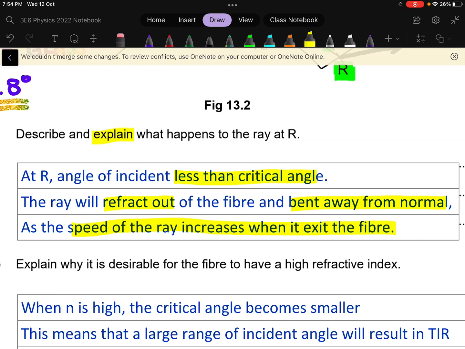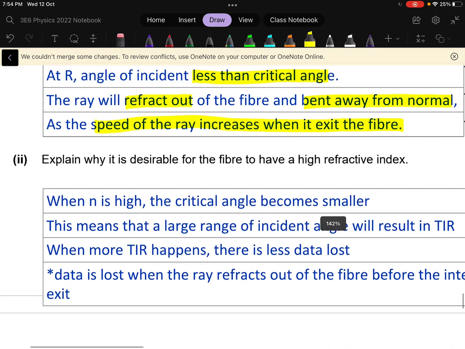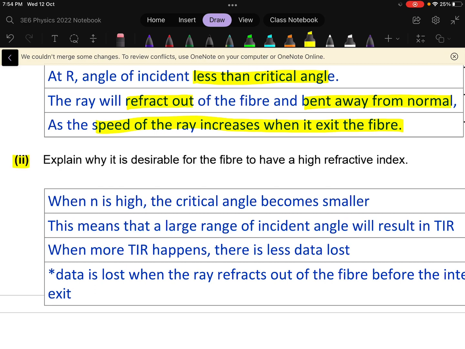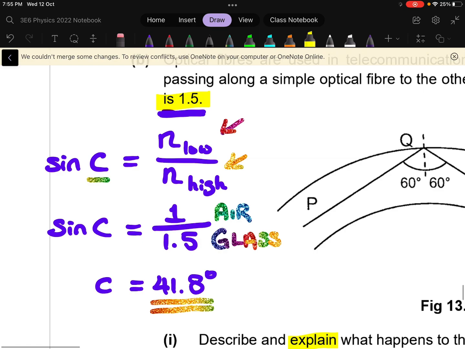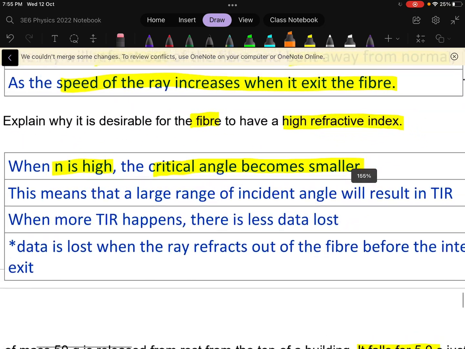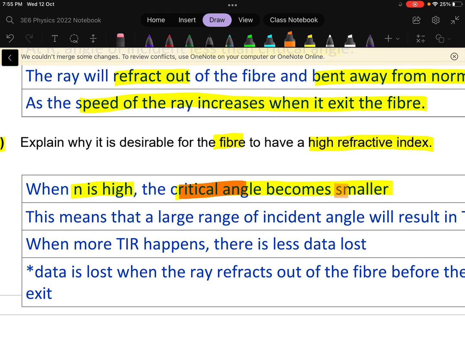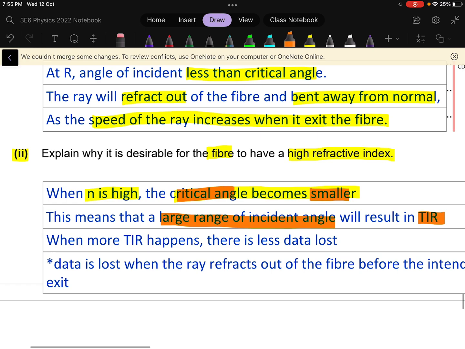Well, because the ray will speed up as it enters air, right? Then for part 2, why is it that I want to have a high index medium for the optical fiber? That is because if your refractive index is high, the critical angle will become very small. Okay, if you don't believe me, you can try a substitution here. You can change this to a bigger value, for example 15, and then you can see how the critical angle changes. Okay, so what is so beneficial about having a small critical angle? That is because if you have a small critical angle, it means that there will be a huge range of incident angles that will give you TIR.